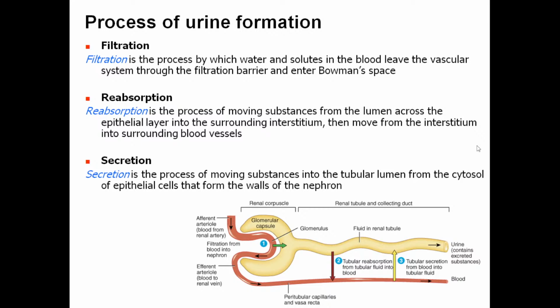Filtration is the process by which water and solutes from the blood leave the vascular system through the filtration barrier, which we have discussed, into the Bowman's space, and then follows into the tubular system. Reabsorption is the process of moving substances from the tubular lumen across the epithelial layer into the surrounding interstitium, and then into the blood vessels. Secretion is the process when you move substances into the tubular lumen from the cytosol of epithelial cells back into the tubular system.